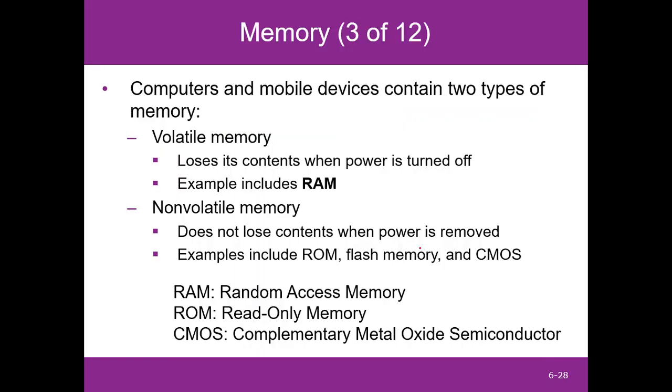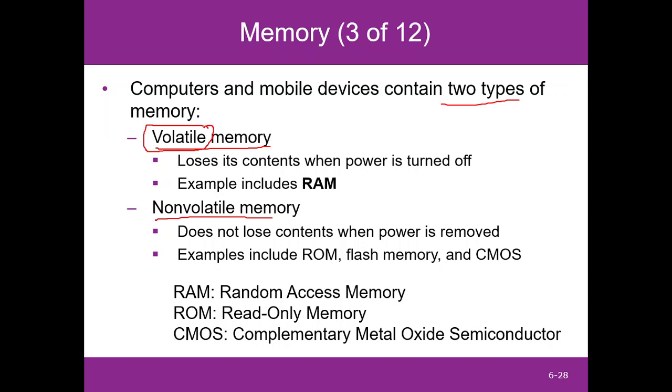Now the types of memories. Computers and mobile devices contain 2 types of memory. So computers ho ya mobile devices ho, usme do kisim ki memory hoti hai. One is volatile memory, we mentioned it before. The other is non-volatile memory. Volatile memory, volatile kyun kehlai jati? What is volatile? Volatile is something that flies away.